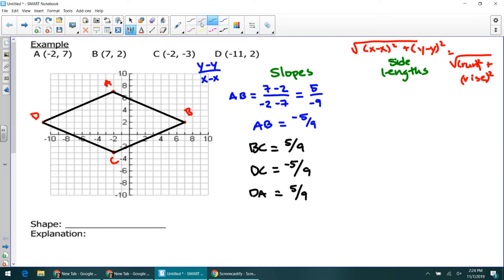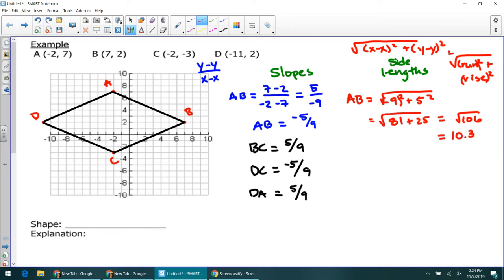So to find the distance of AB, we have our run squared, which was 9. So 9 squared, or technically -9, plus our rise squared of 5. So we take our squares and we get 9 squared, which is 81, plus 5 squared, which is 25. 81 plus 25 is 106. Square root of 106 is not an even number, but it is about 10.3.